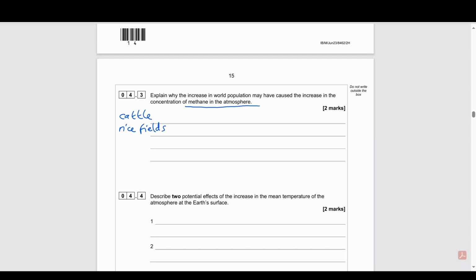Now, why would both of these need to increase if there are more people on Earth? Well, it's a higher demand for food. More people eating meat, more people eating rice. So higher demand for food. So more rice fields which produce methane.